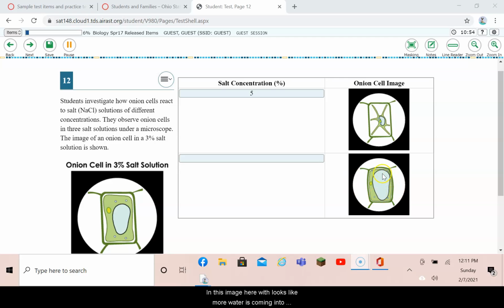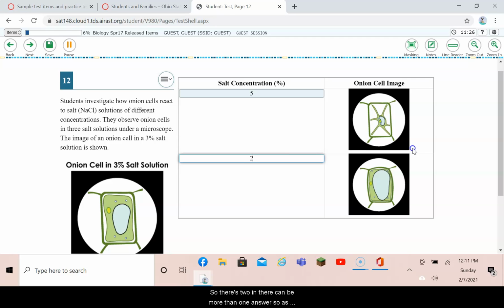In this image here, it looks like more water is coming into the cell. For that to happen, there had to be more water on the outside. So we need to reduce our concentration of salt. So let's make our concentration of salt 2, okay? Now that will give us 98% water on the outside. Again, we know the inside of our cell is 97%, so water will come in. So those are 2 answers.